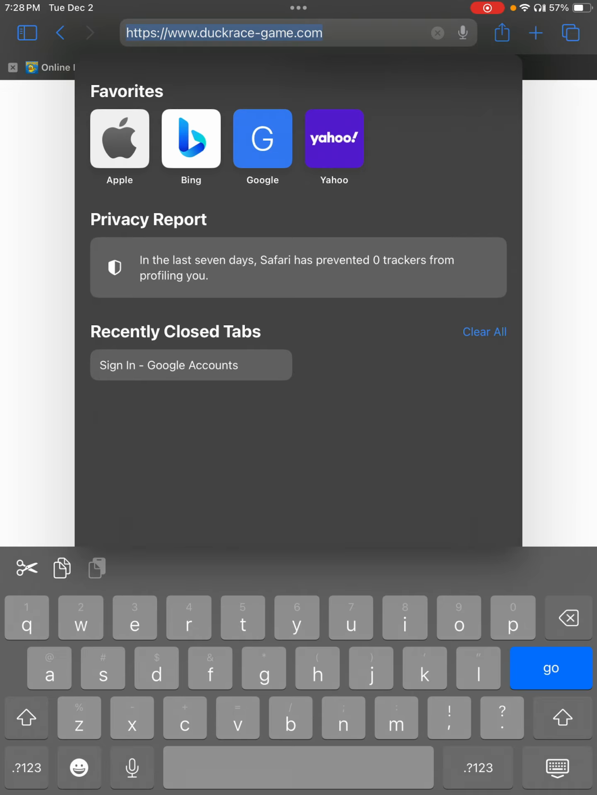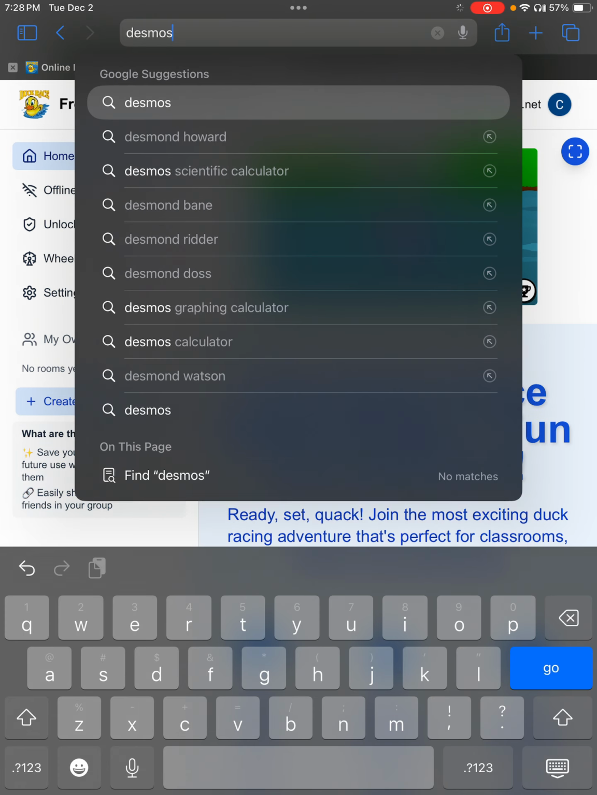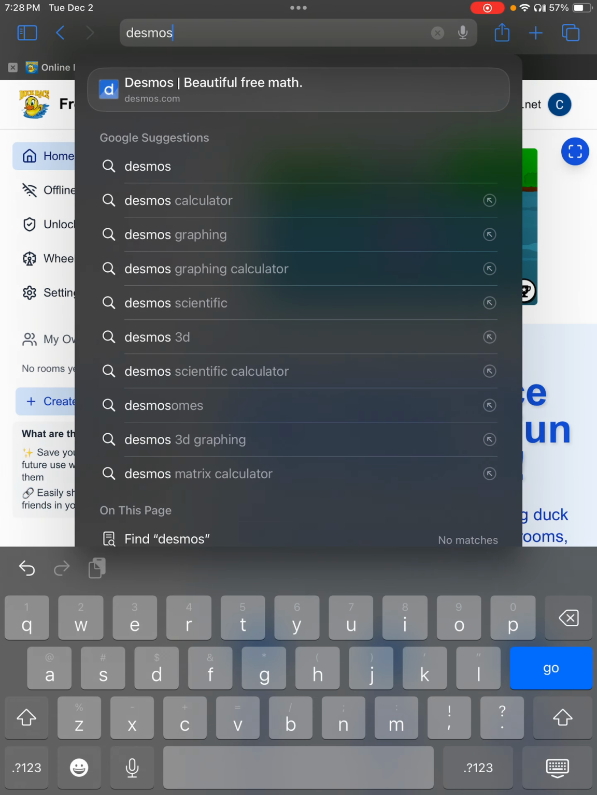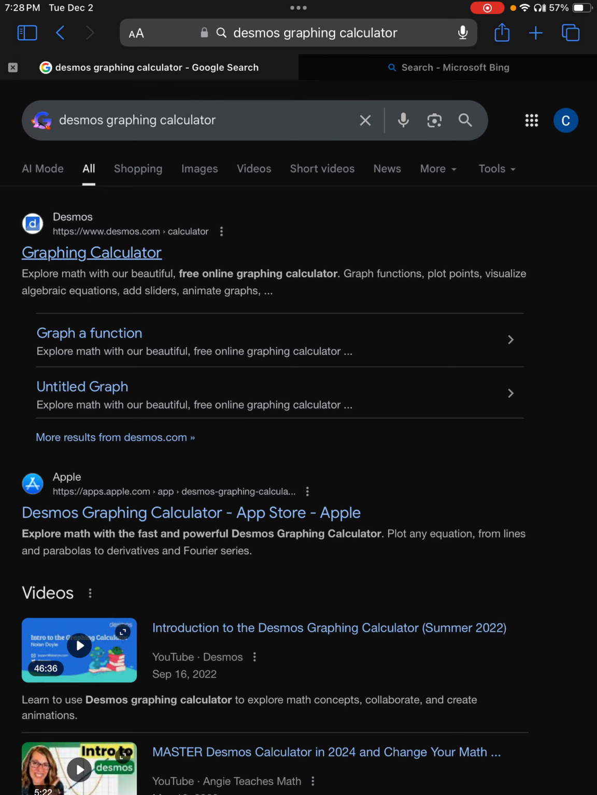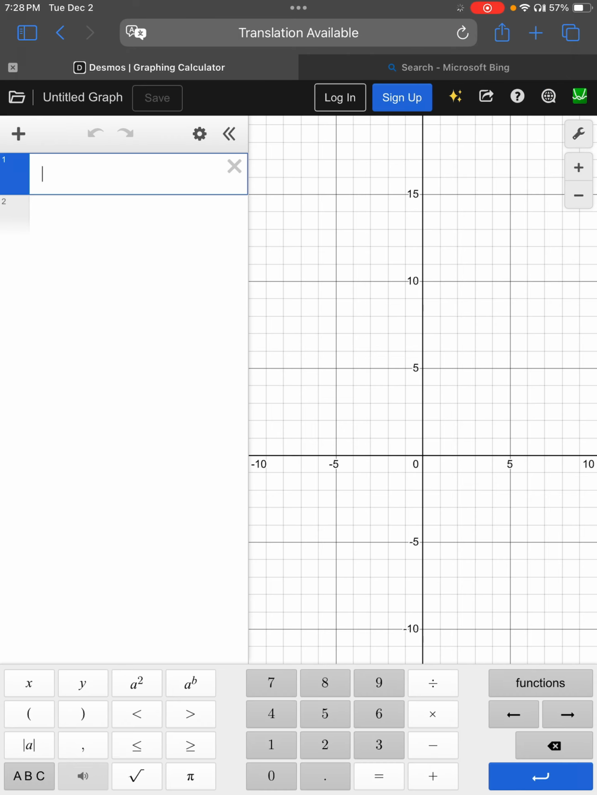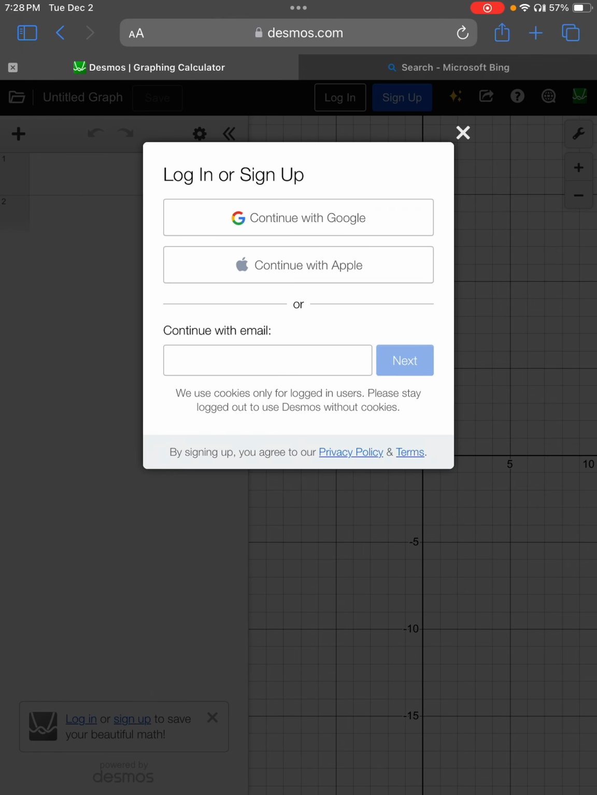I'm going to go to Desmos, graphing calculator. Okay, and since I am not, oh, will it let me log in? Yeah, I'm definitely going to have to cut this out of this video, but that's okay.